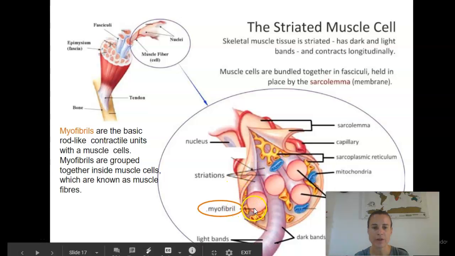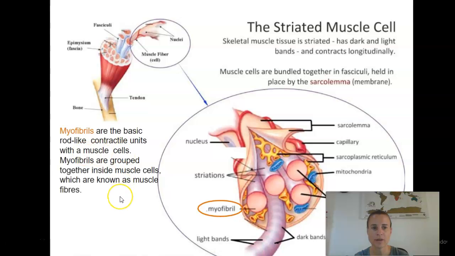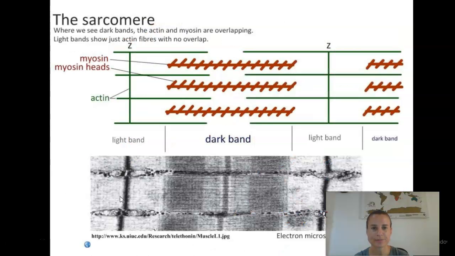So the myofibril is down here. It's a basic contractile unit within a muscle cell. This should look a little bit like the diagram that you drew yesterday. So we have this actin, which is a certain type of protein. It's the thinner of the two fibers. And then we have myosin, and you can see that they overlap.